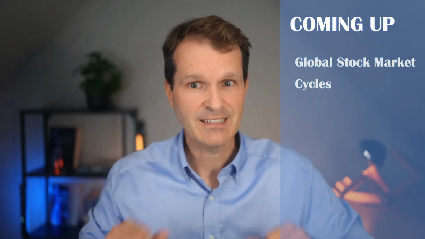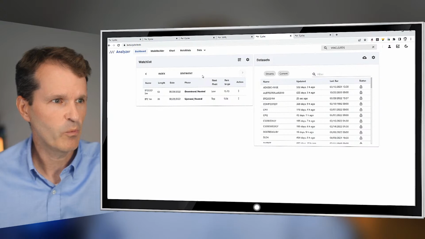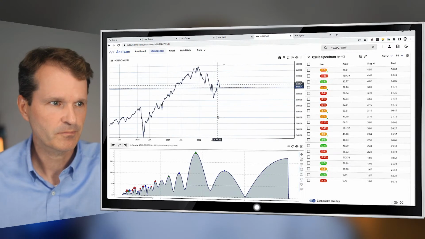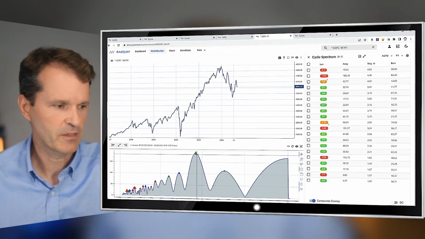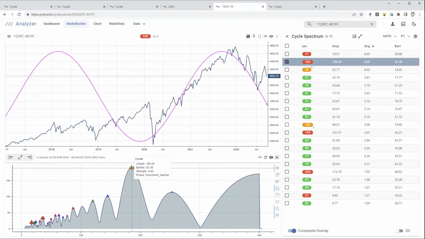Starting with the global stock market cycles, you should be aware where we are coming from in the longer term picture in regards to the weekly cycles. So therefore, just a short reminder on the long-term weekly cycle in case you have not seen it or you do not remember it. Let's quickly jump to our dashboard. Let's open the weekly S&P 500 chart.